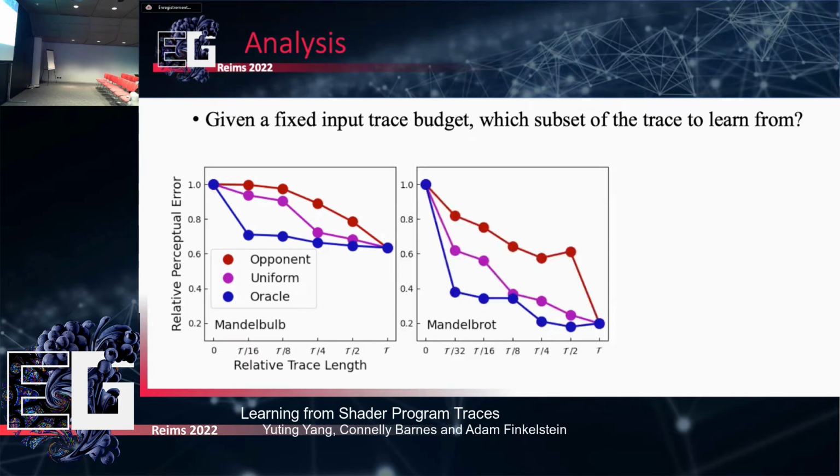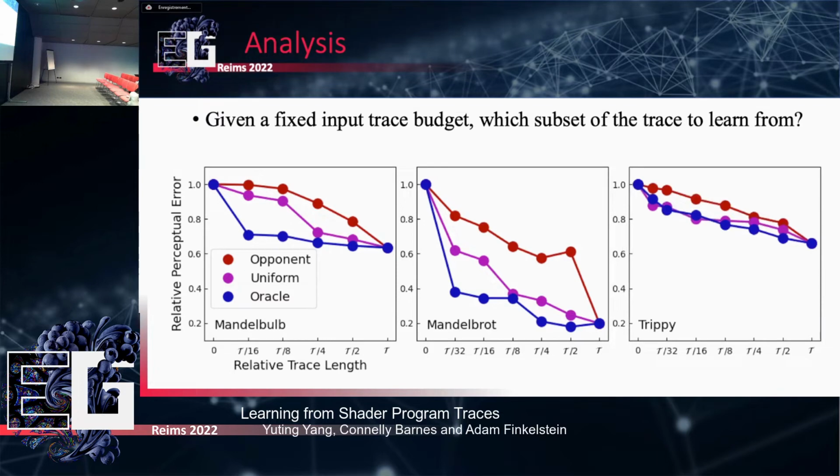Here's another example from Mandelbrot. Note there's a large performance gain by using extra program traces. For Trippy, we can pick a short trace length and uniform subsampling is often as good as the oracle. Note even when the sample budget is small, we can pick a short trace length corresponding to the left part of this plot, and the extra information from the program trace can still substantially reduce the error without significant extra cost on inference time.